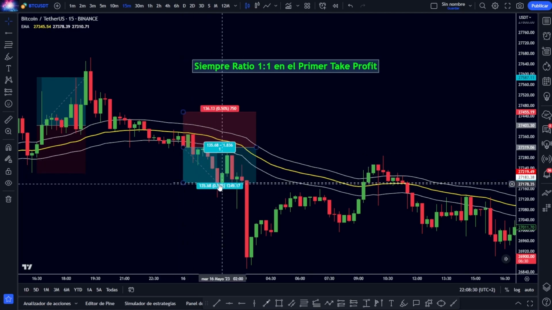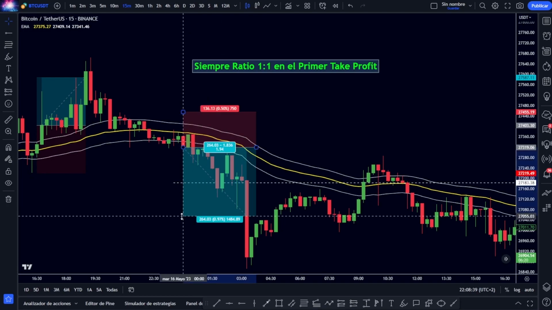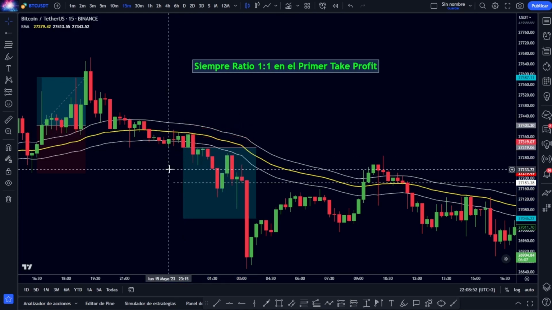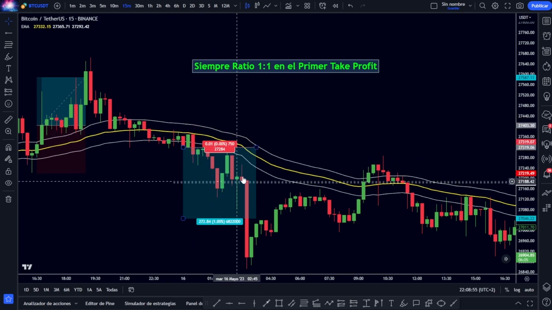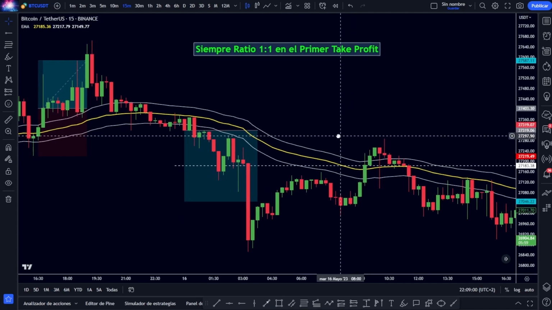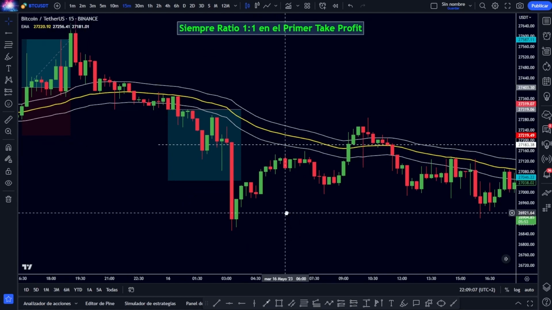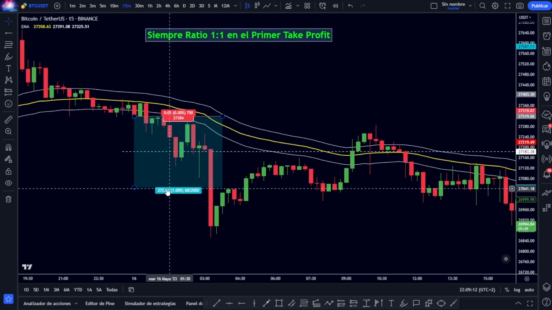At that moment, when the price reaches that ratio and we collect part of our profit, we can even let it run up to ratio 2-to-1, as long as we place our stop loss at break even, so that in case the price turns around, the rest of the operation is closed and we have kept the first profit. And of course, if the price reaches that ratio 2, we will take double the profit.